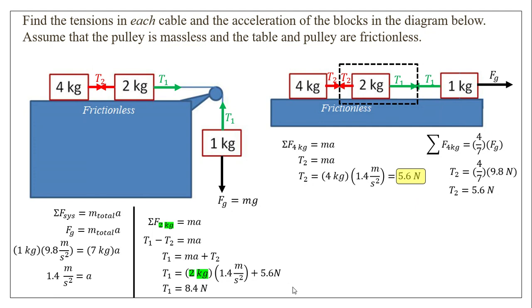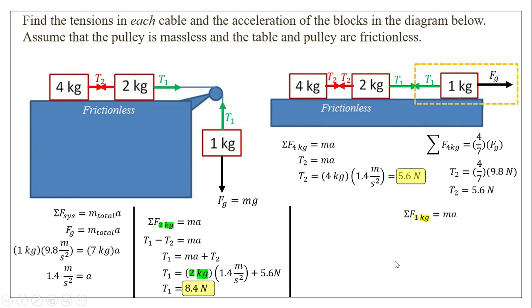So that is using the perspective of the middle block. Now, if you don't like using the perspective of the middle block, your other choice and only choice that's left over is the 1 kilogram block, because T1 also touches the 1 kilogram block. But if you use the 1 kilogram block, you have to, again, make sure you set up the physics correctly.